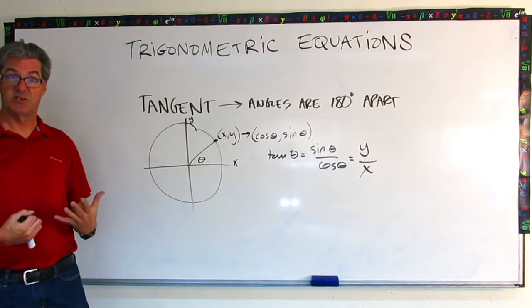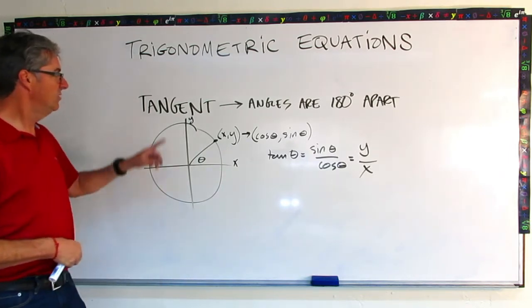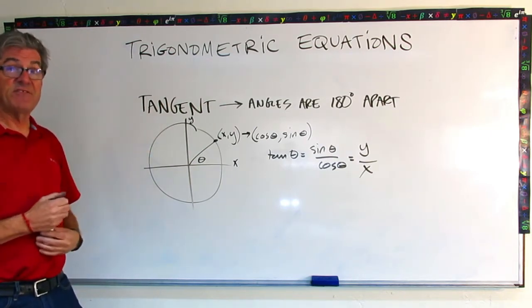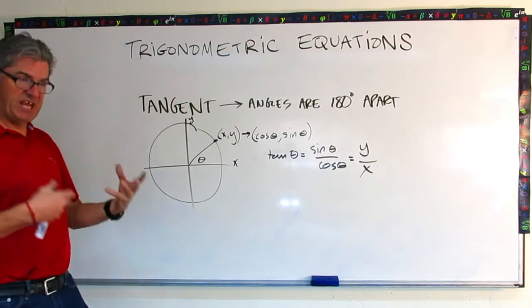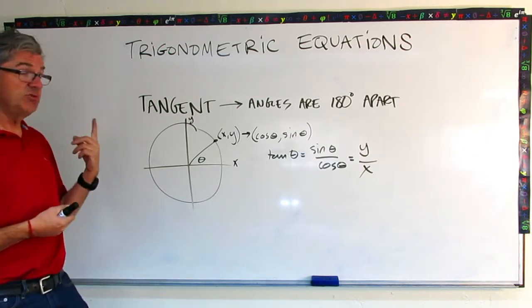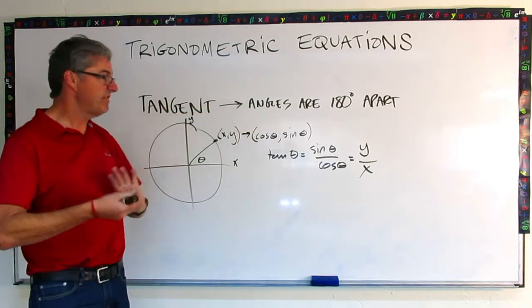Let's look at tangent. Okay, so tangent's a little bit different than sine and cosine. So tangent, what we're going to get to is that if two thetas have the same value, so if tan of some angle has the same value as tan of another angle, then the two angles have to be 180 degrees apart, okay? And let's dig into that.